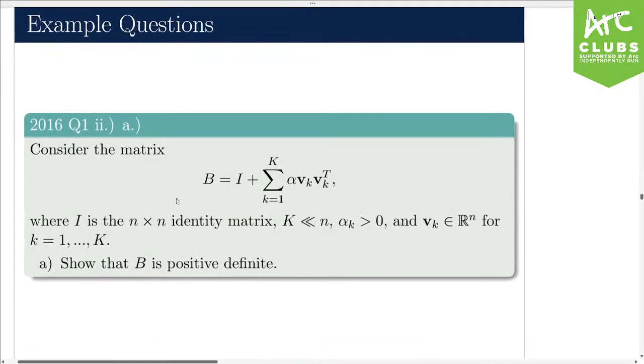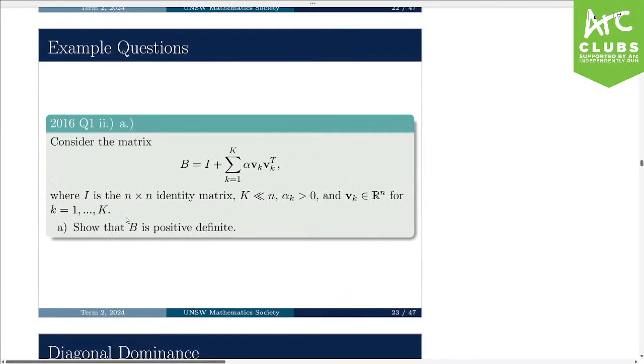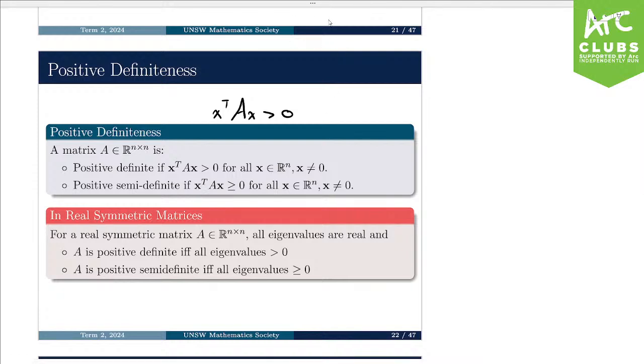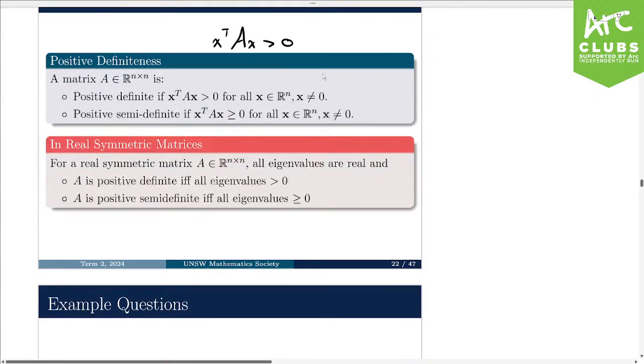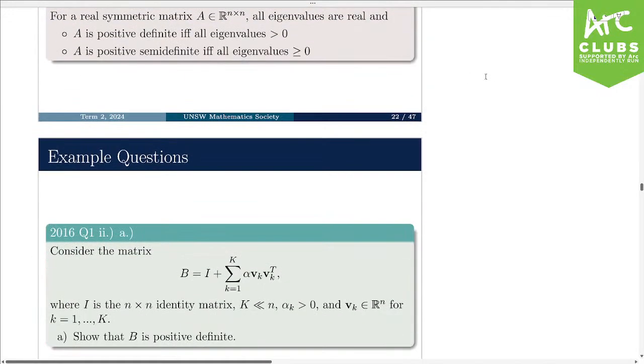Okay, now we have an example question from 2016. So we have a matrix B that's expressed like this, and part A wants us to show that B is positive definite. So here, we can just use the definition. We want to show that for any non-zero x, we have x transpose Bx is larger than 0.